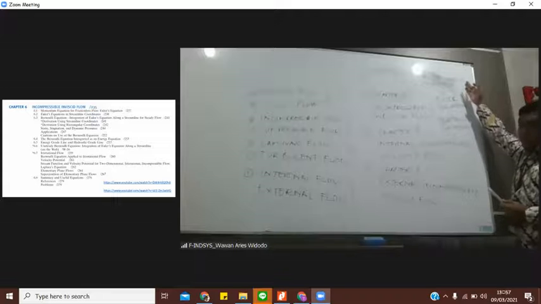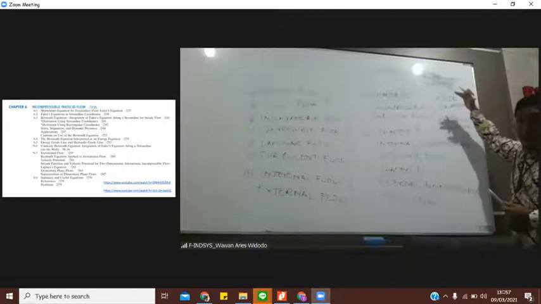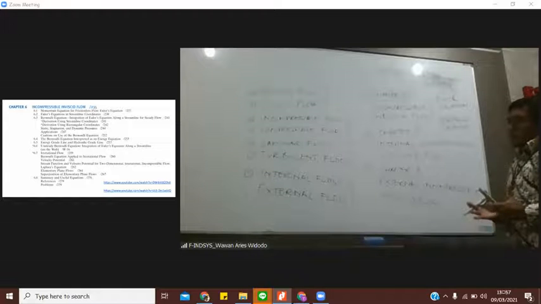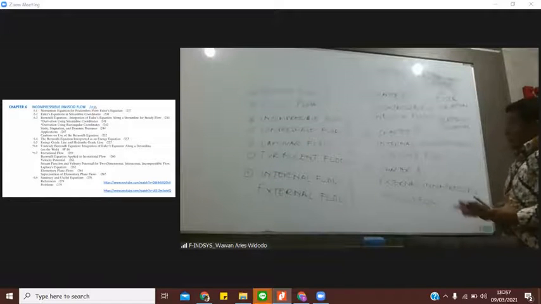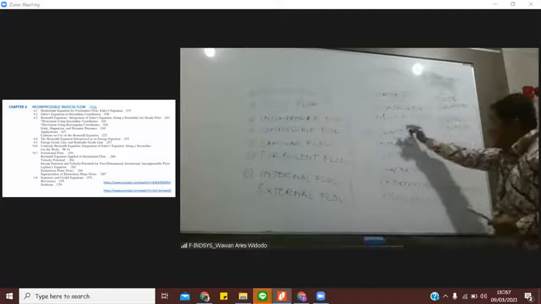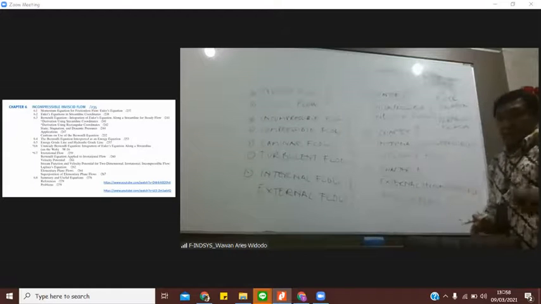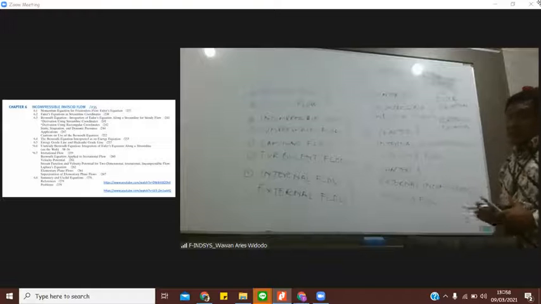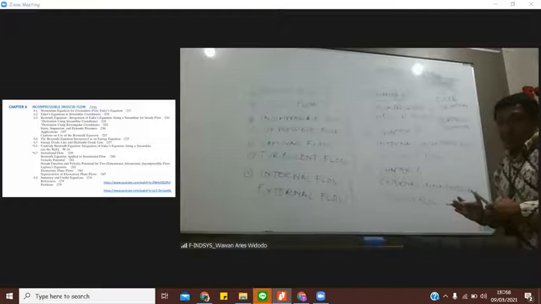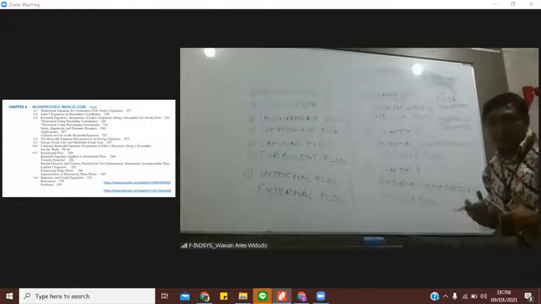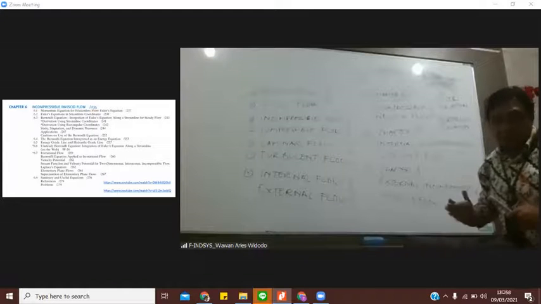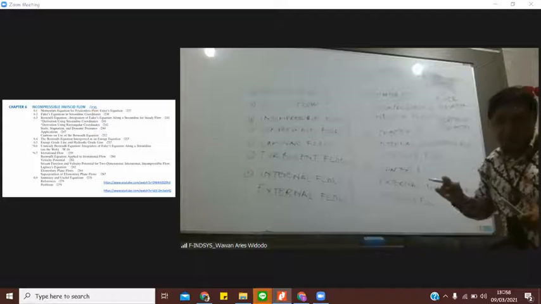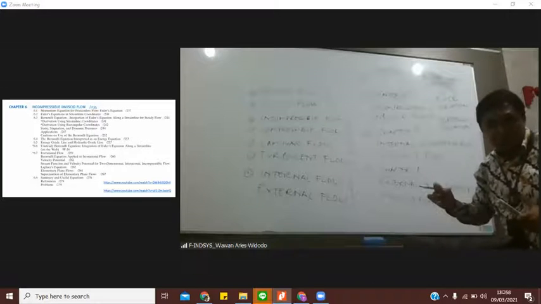The Navier-Stokes equation we can derive with a specific assumption, because we talk about inviscid flow. Bayu answered that the viscosity here is 0. If the viscosity is 0, then the shear stress will also be 0.